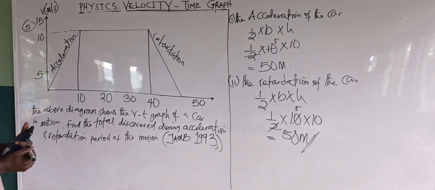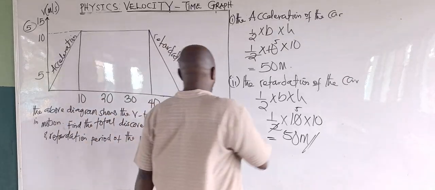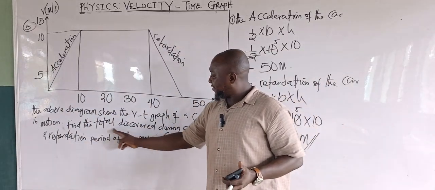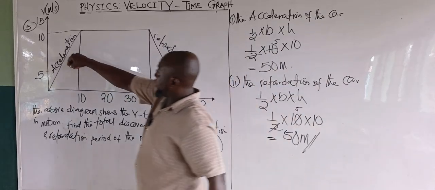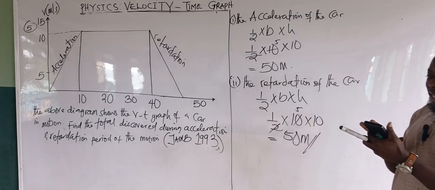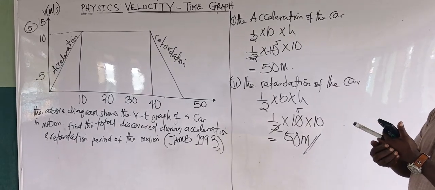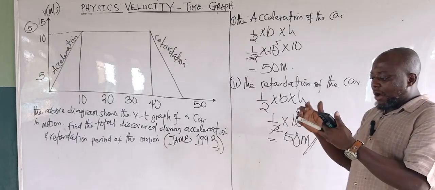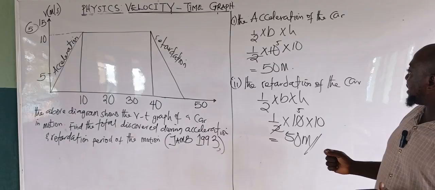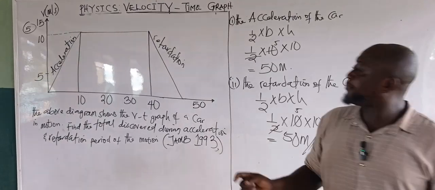So how do we therefore calculate the total distance of the car? Because we're talking about acceleration and deceleration here. How do we do that in this question? We are going to be adding all of the values that are given to us. So we have that from this point.